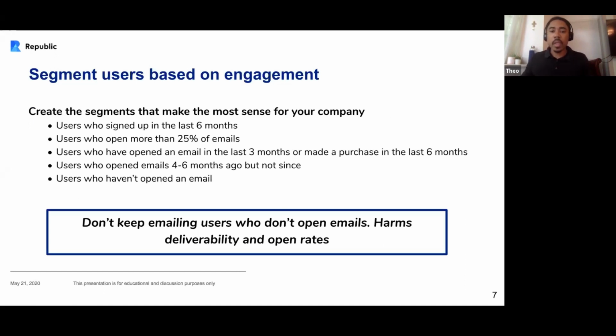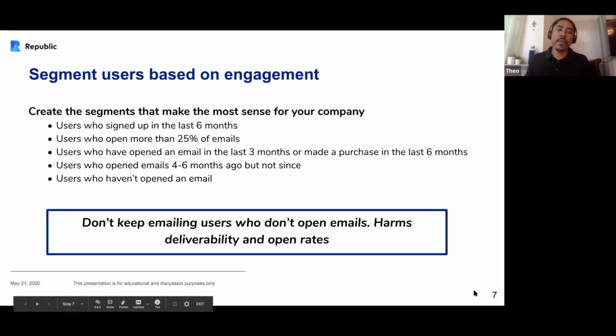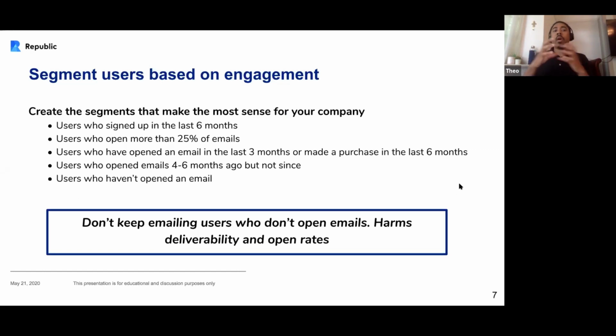Another thing you want to do is you want to set up certain triggers based on engagement, right? So you want to think about the segments that make the most sense for your company. But what you want to do is think about who has actually engaged with some of your emails, who has engaged with some of your content. You don't want to be emailing people who have not engaged with your content for a very long time, for the very reason that it harms your deliverability and your open rates. And I will touch upon exactly why this is so important in just a minute.